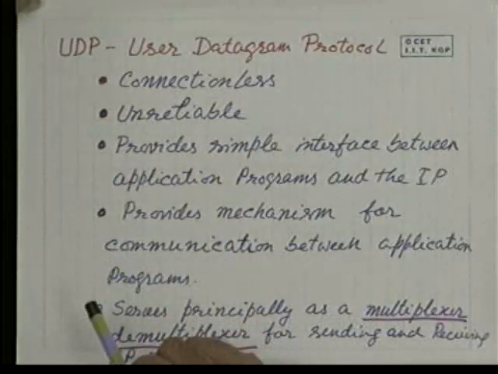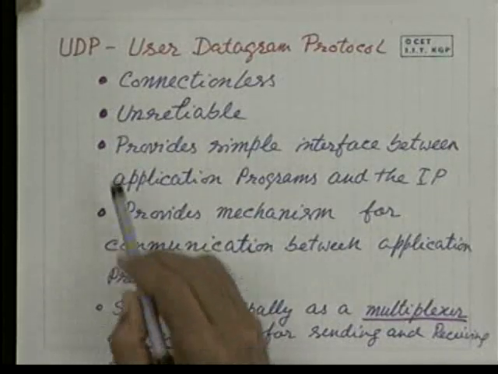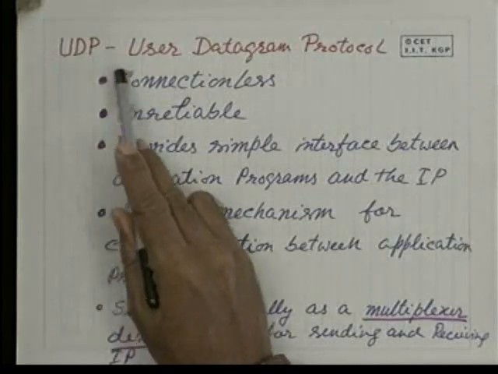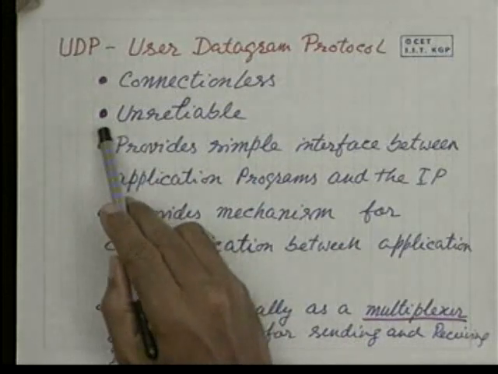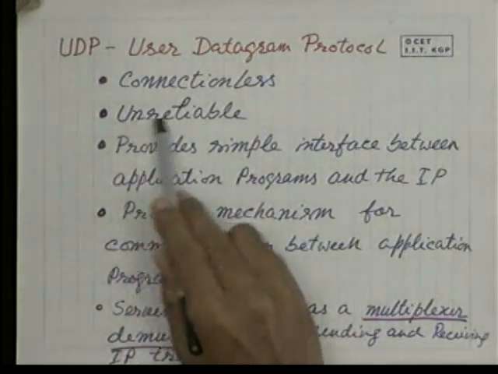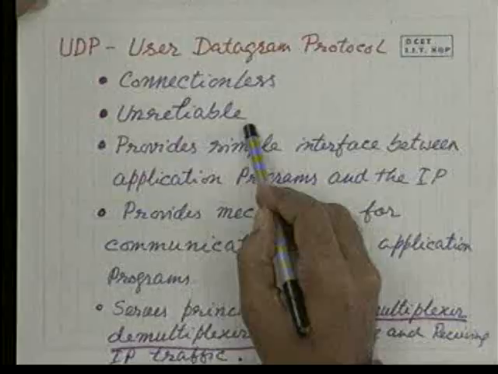The key features of UDP are shown here. As I told, UDP, the User Datagram Protocol, is connectionless. It is unreliable. Unreliable means there is no error control, there is no retransmission, and all these things which are present for reliable communication are not used in UDP.